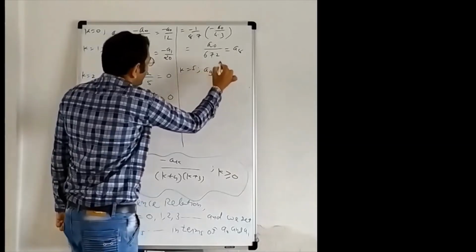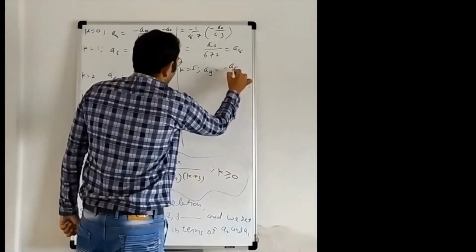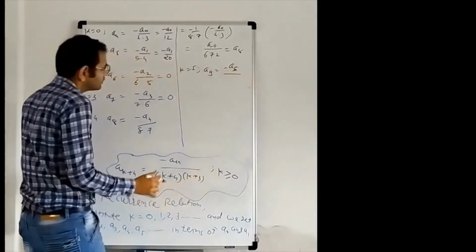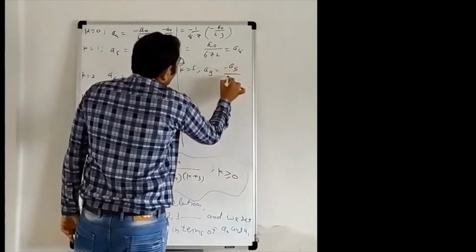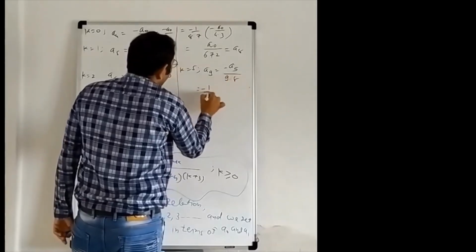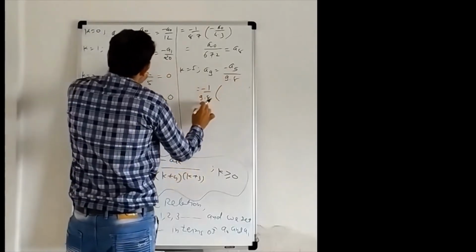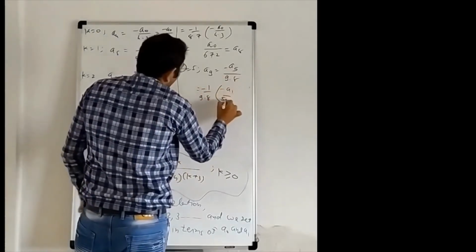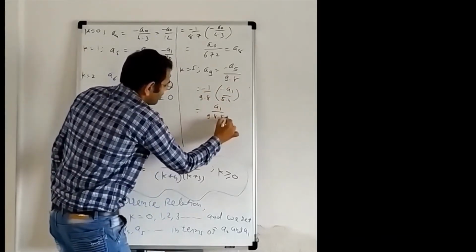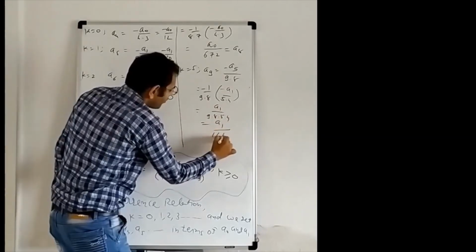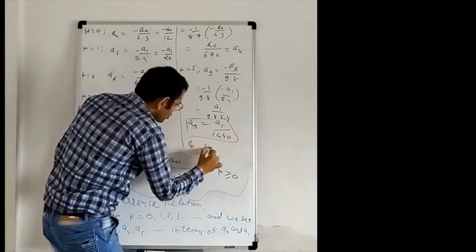Now put the value of k equal to 5. Then we get A9 equal to minus A5 upon 9 into 8. Then put the values, minus A1 divided by 5 into 4 into 9 into 8. Multiply this term, then we get A1 divided by 1440, that is the value of A9, and so on.